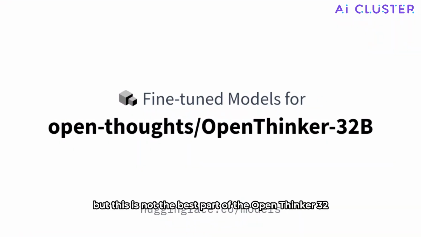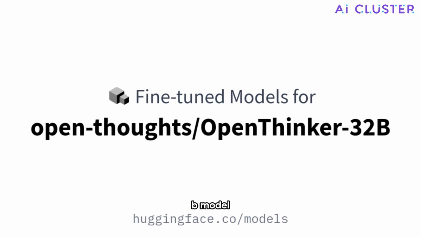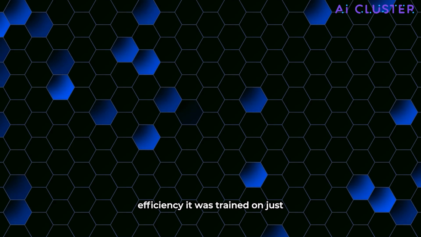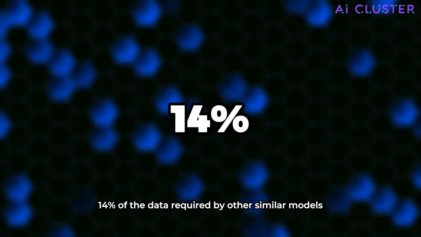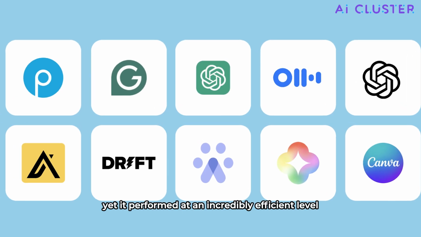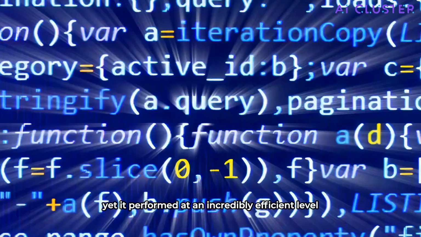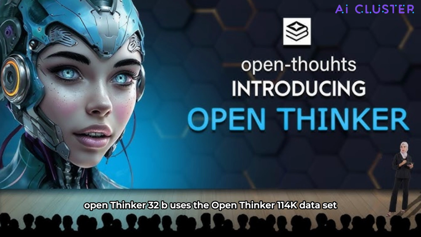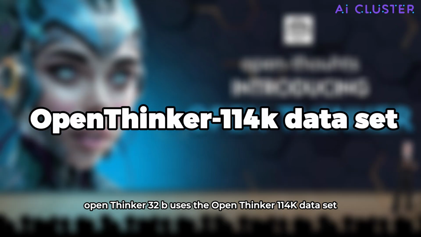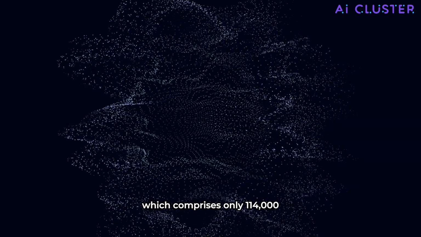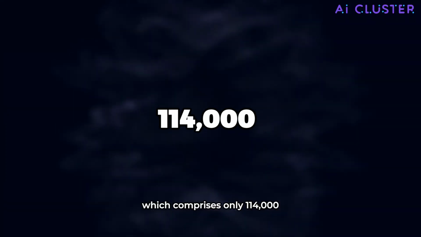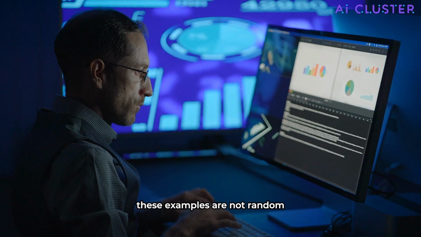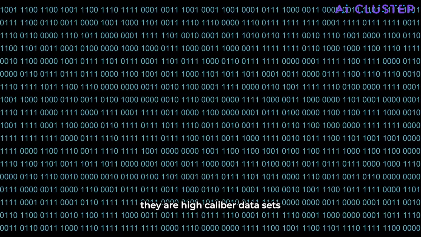But this is not the best part of the OpenThinker-32B model. The intriguing part of this model is its training efficiency. It was trained on just 14% of the data required by other similar models, yet it performed at an incredibly efficient level. How did OpenThought's consortium achieve this? OpenThinker-32B uses the OpenThinker 114K dataset, which comprises only 114,000 meticulously curated and verified training examples. These examples are not random, they are high-caliber datasets.